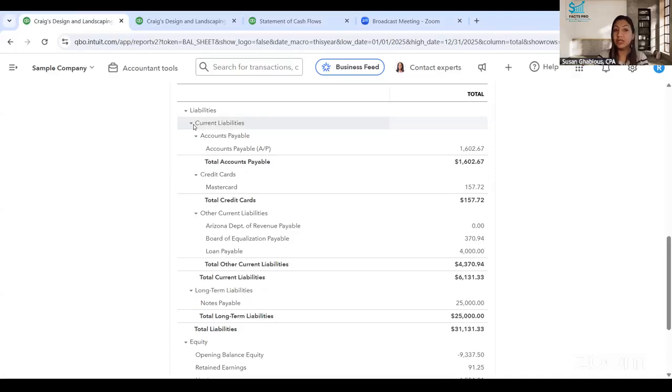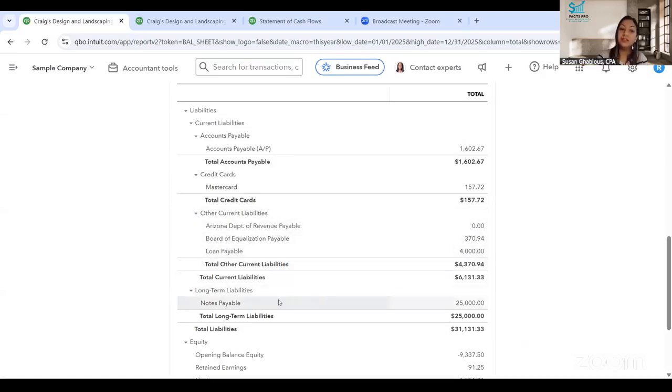You have current liabilities, and current means that you have to pay it within a year. Basically and mainly accounts payable. This is what you do for day-to-day operations, credit cards, and you may have other current liabilities like payables to the state, like if it's a payroll related liability, or state tax payable, or sales tax, or some sort of payables that you have to pay within a year.